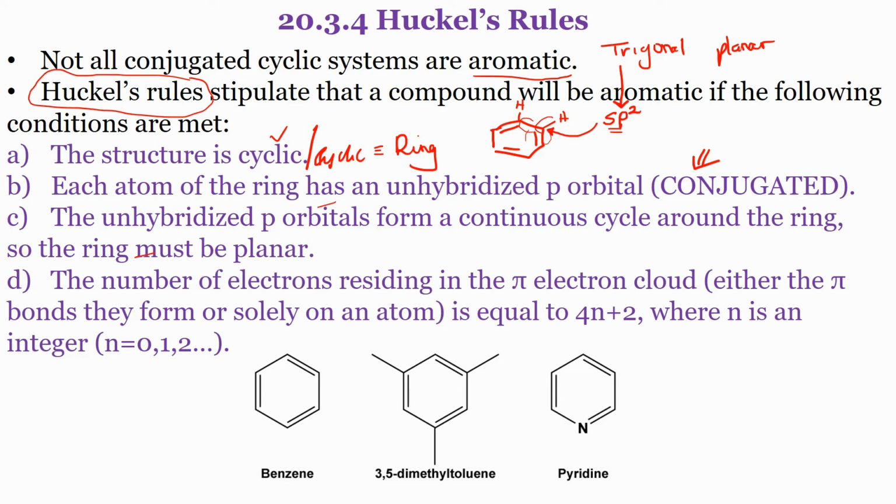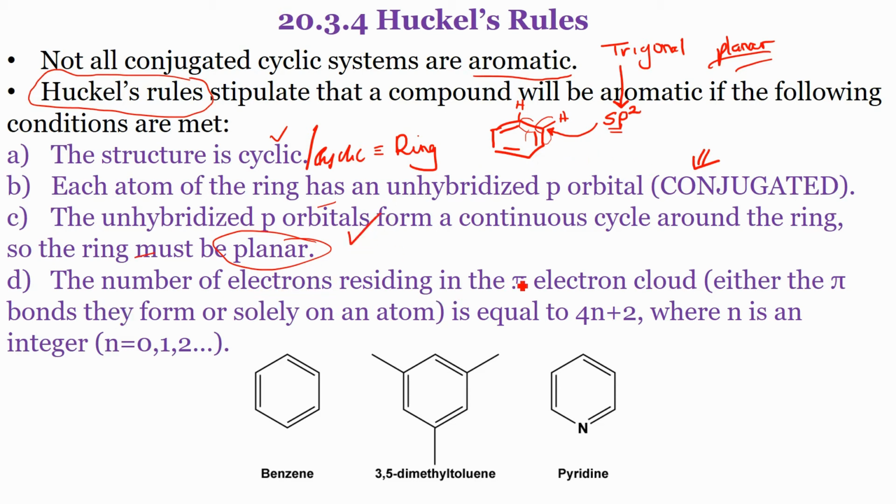So rule number 3 says the unhybridized p orbitals must form a continuous cycle, which means they must be conjugated around the ring. So the ring must be planar. Remember, I just asked you. It has to be planar. sp2 centers are usually flat in that area, but overall it must be flat on each and every corner of the ring. Some rings have sp2 hybridized carbons all around, but overall the ring is not planar. I'll show you that one when time comes. Rule number 4, the number of electrons. Okay, so benzene qualifies number 3.